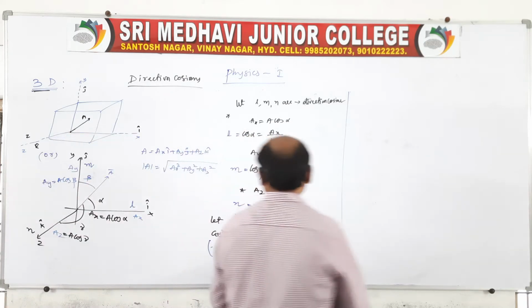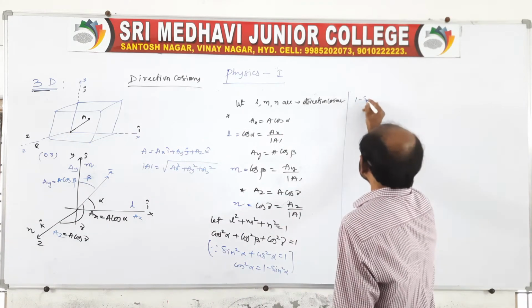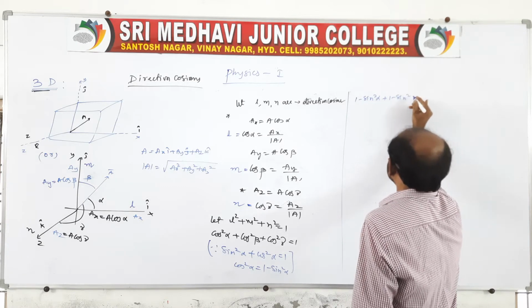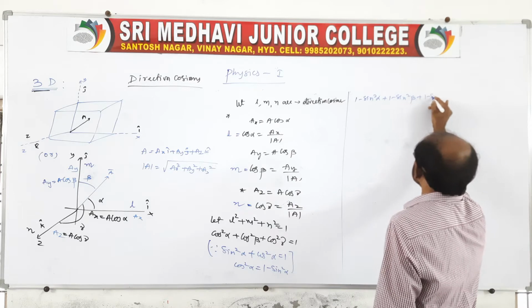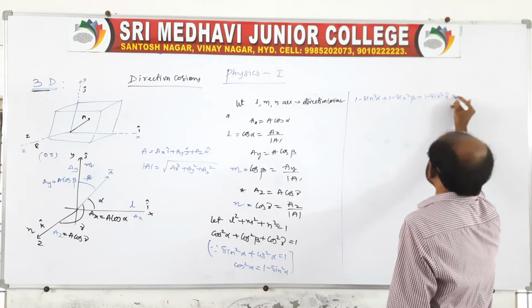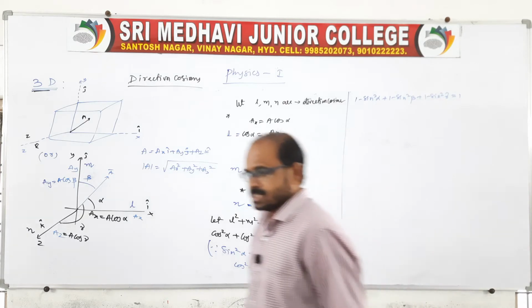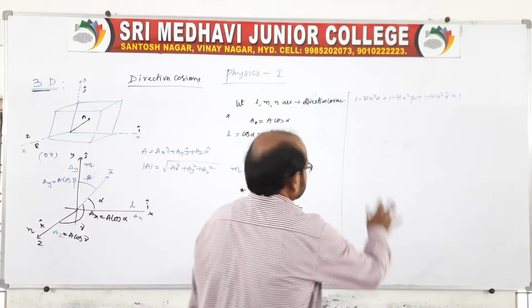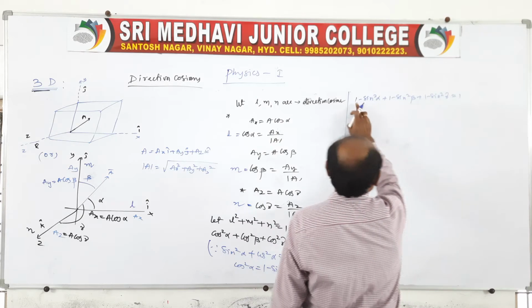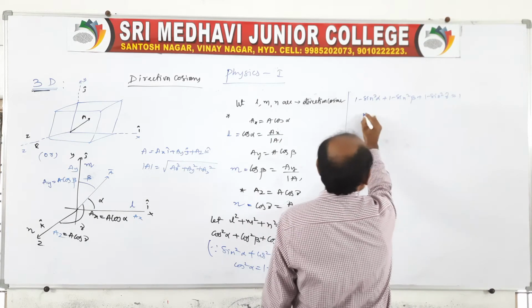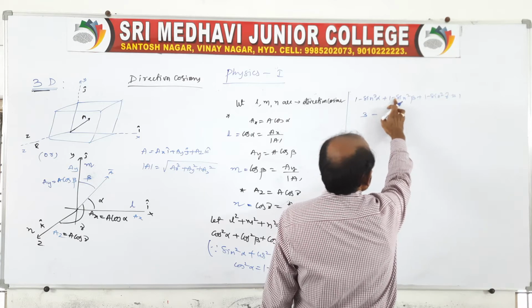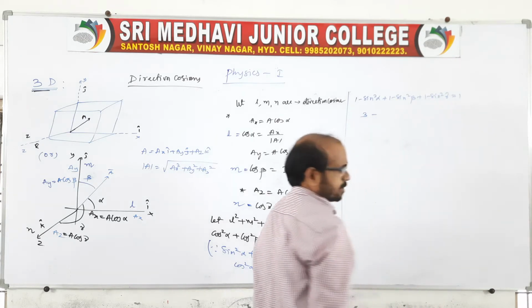So here we may get like this: 1 minus sin square alpha plus 1 minus sin square beta plus 1 minus sin square gamma is equal to 1. Is it okay? See, the approach will be like this. So here 1 plus 1 plus 1, so 3 minus sin square alpha minus sin square beta minus sin square gamma.